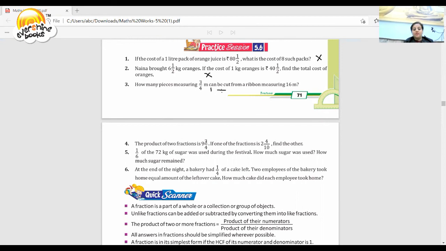The product of two fractions is, product means multiplication. Answer is 9 whole number 3 upon 4.